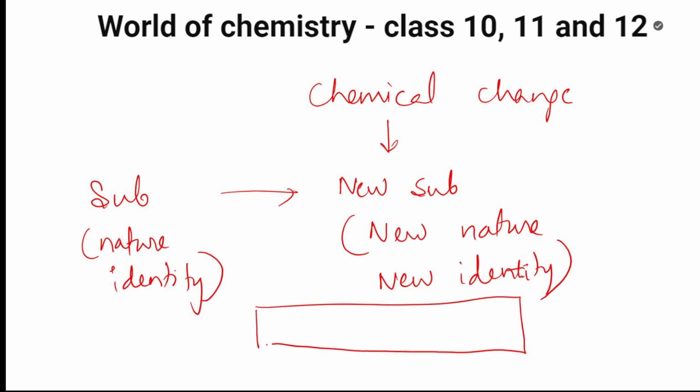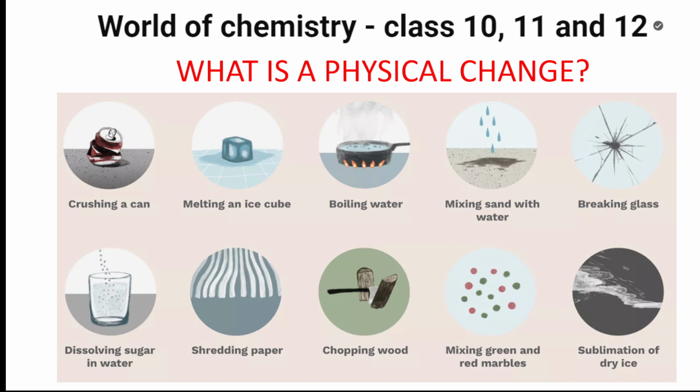So during a chemical change, the properties are going to change, and a new substance forms. I'm repeating once again: a chemical reaction is a process in which a substance or substances undergo chemical change, during which the nature and identity of both will be completely different and the new substance will have different properties. Is it okay, students? Is it easy? Let us start with the next thing. Chemical change is over.